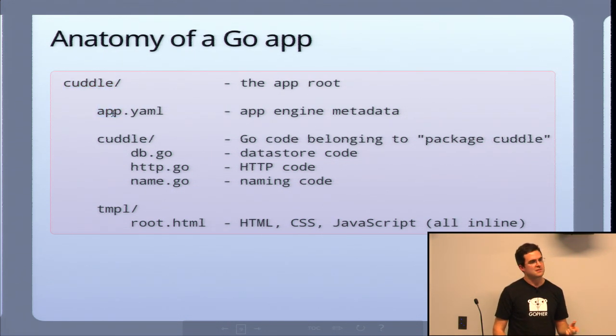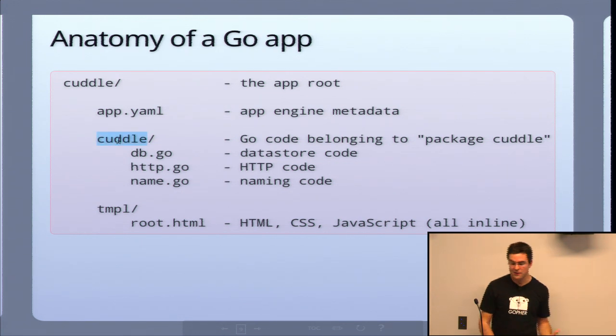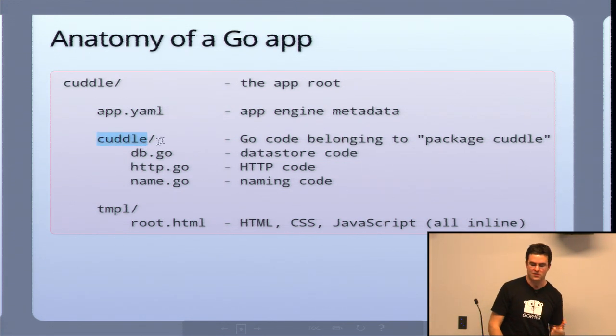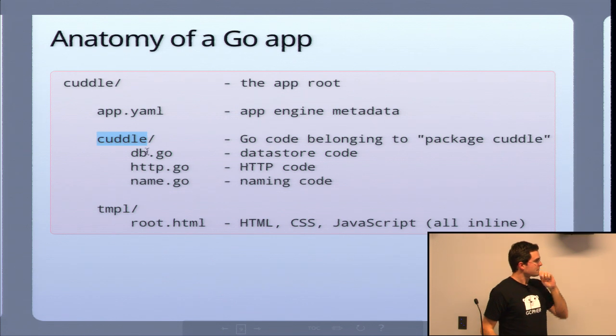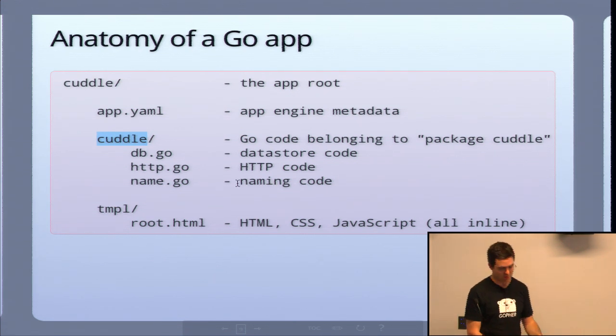I forgot to ask this at the start, but who here has actually used AppEngine before to build things? Okay, that's cool. So you've probably seen an app.yaml file before, but it just contains the metadata that describes this application. There's another Cuddle directory, and this time this is the directory that contains the Go code inside package Cuddle, and that's three files: some code to interact with the data store, some code to provide the HTTP handlers, and a very small amount of code to handle the naming of rooms.